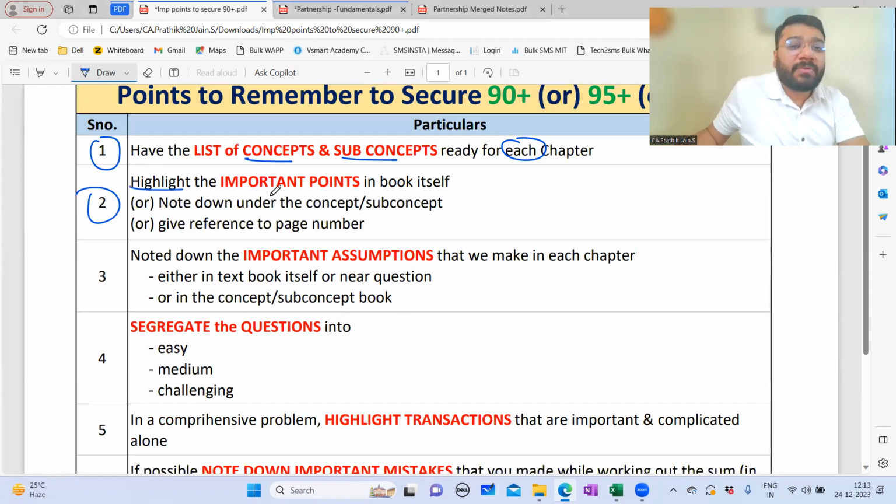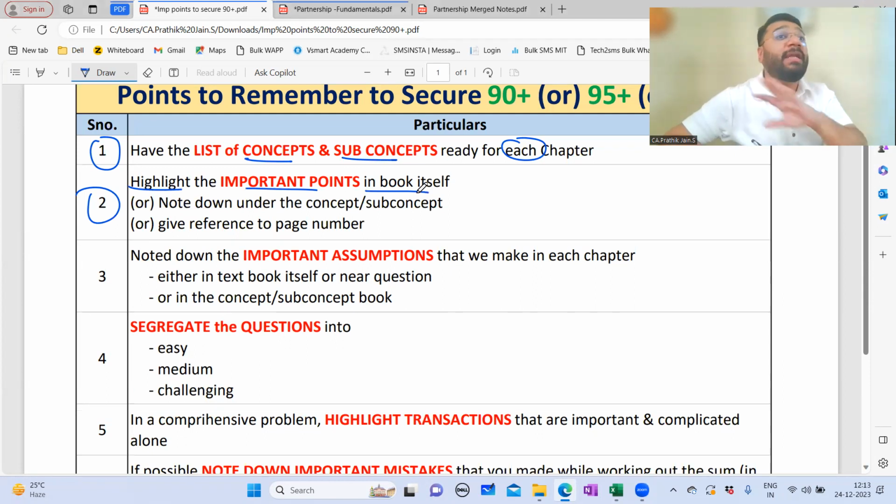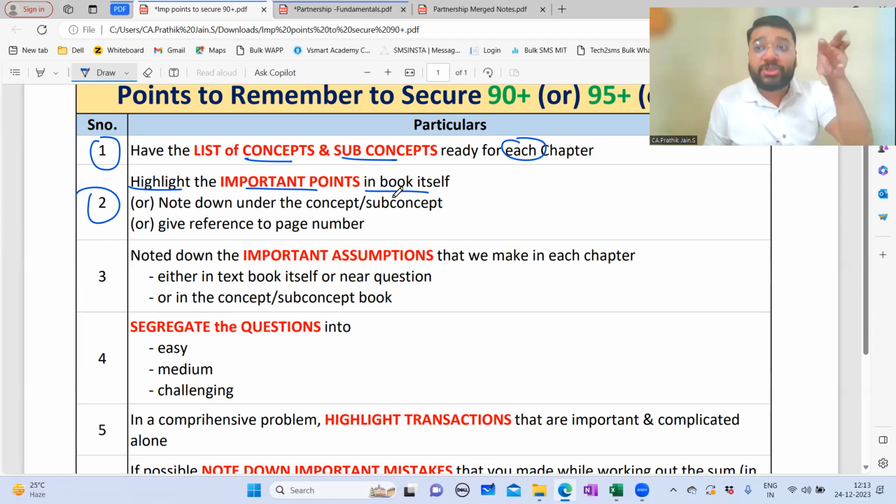Highlight the important points in the book itself. There are certain important points mentioned in every chapter. So take a highlighter and highlight those important points. Now here, when you start highlighting, don't start showing the artist which is hidden inside you. You will take 3 colors: one yellow, one pink, one green. Arey Baba, what is the purpose of highlighting? When you turn the pages, if you find anything highlighted, your concentration should go there.